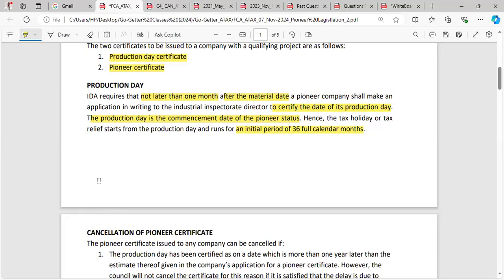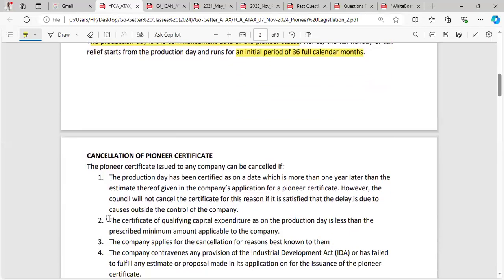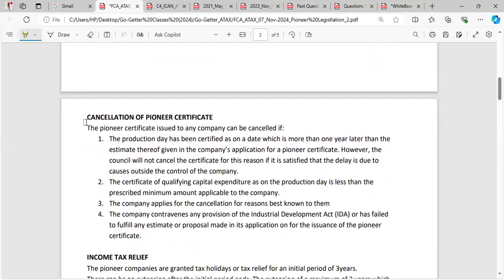Now you have your production date certificate, that is to certify that date, and you have the pioneer certificate to certify the company as a pioneer company that is dealing in a pioneer industry or pioneer activity. What will make someone cancel a pioneer certificate?